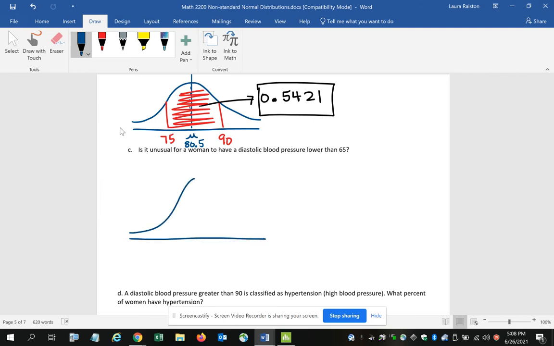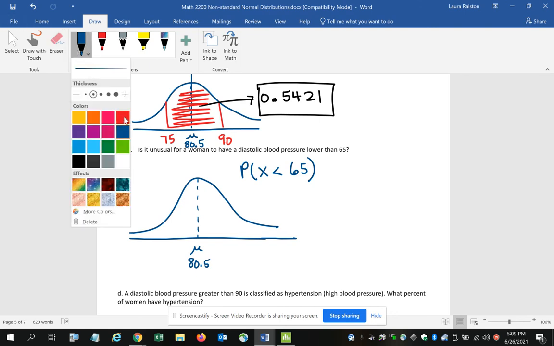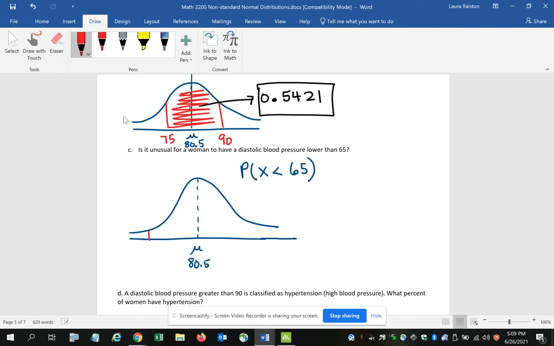Okay, so I have my bell-shaped distribution. The mean is in the middle, which is 80.5. We want to know the probability that she has a blood pressure lower or less than 65. Okay, so thinking about what that would look like, 65 would be on the left. If I want to be less than that, I'm going to be to the left. So this is considered a left tail. Again, I'm given an x value, so my shaded area is defined by the x value.